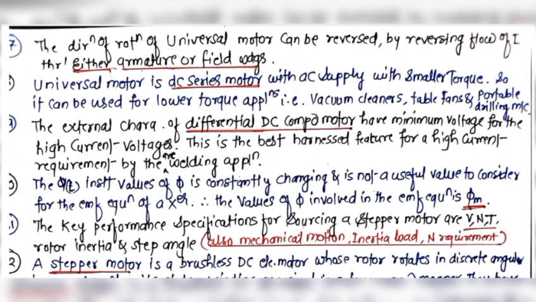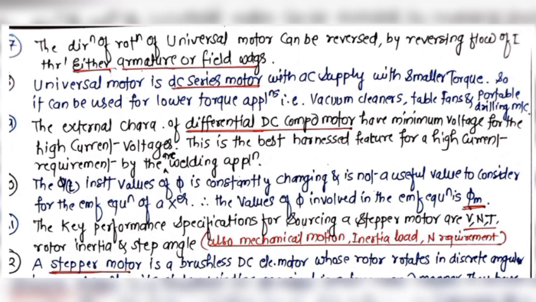The instantaneous value of flux, that is phi t, is constantly changing and is not a useful value to consider for the EMF equation of a transformer. Therefore, the value of flux involved in the EMF equation is the maximum value of flux, that is phi m.